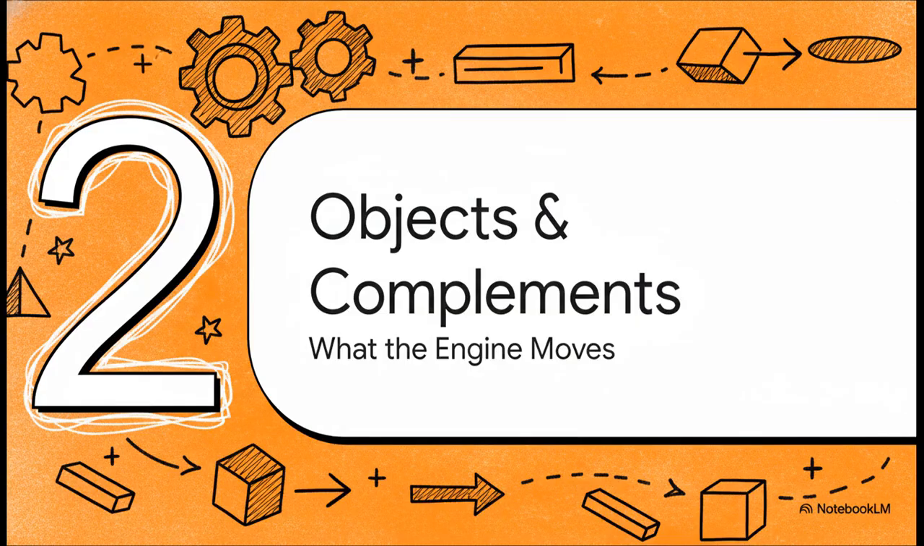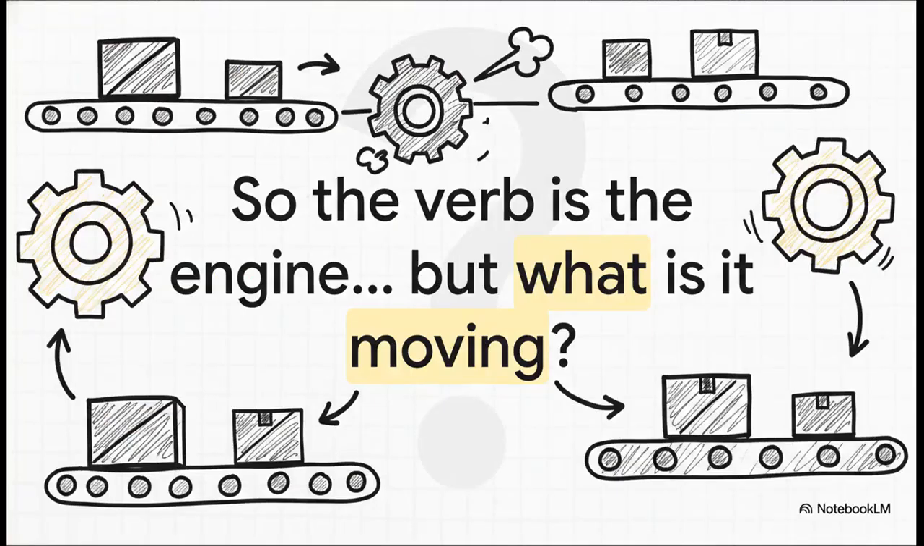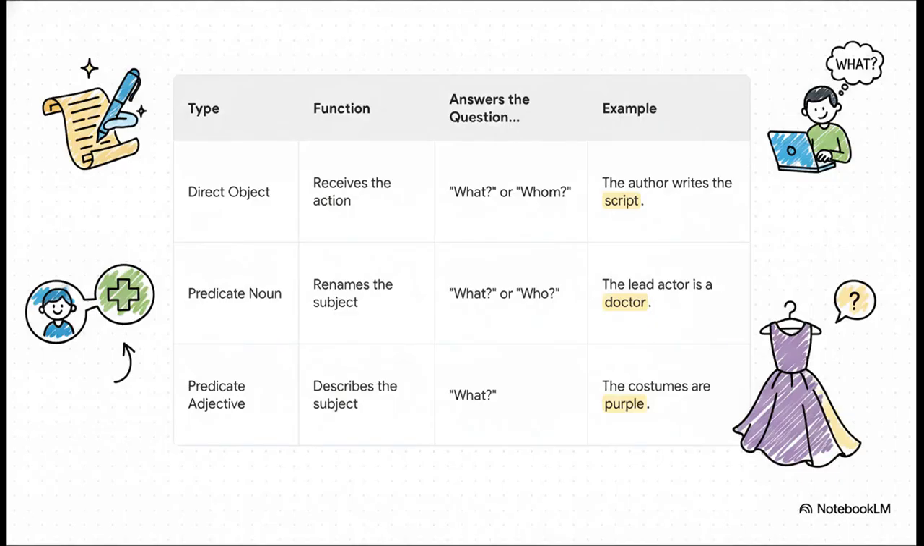Okay, so if our engine, our verb, is moving things, what exactly are those things? Let's take a look at the cargo of the sentence. We call these objects and complements. Exactly. If the verb is the power source, then what are the gears, the boxes, the cargo, all the things being moved around? Well, that's where objects and complements come in, and they give our sentences all their meaning and detail.